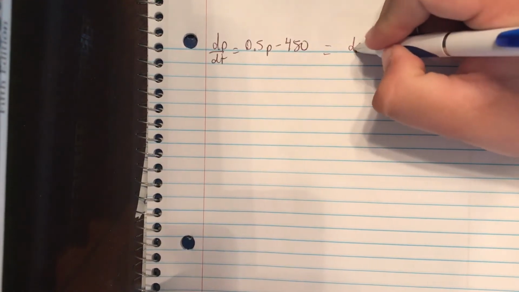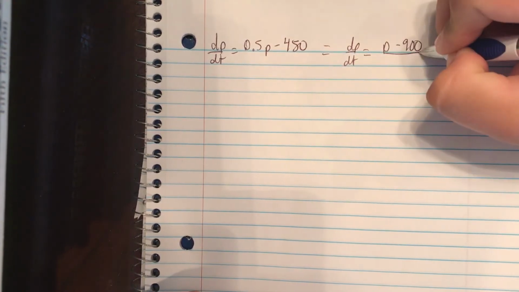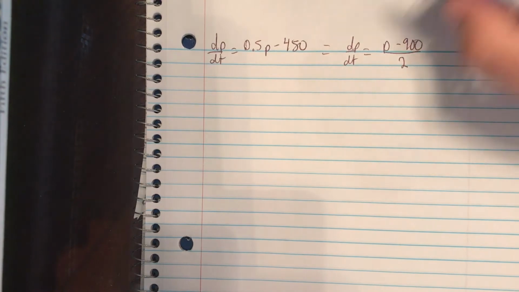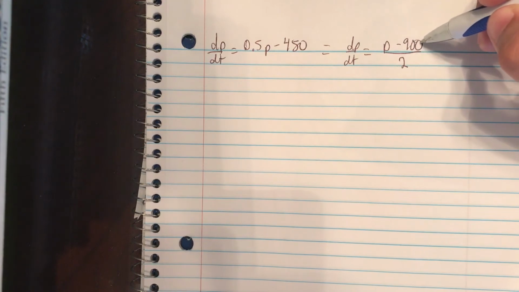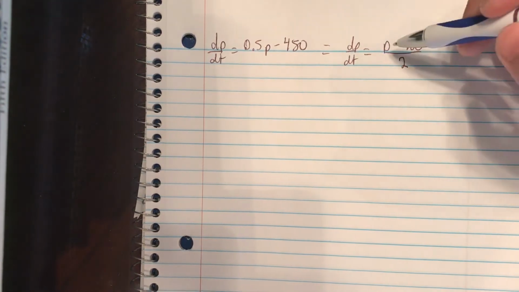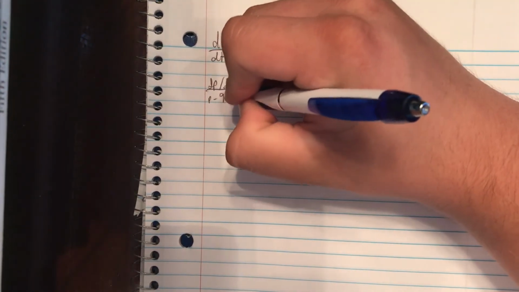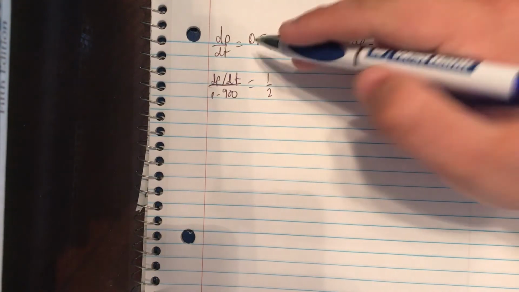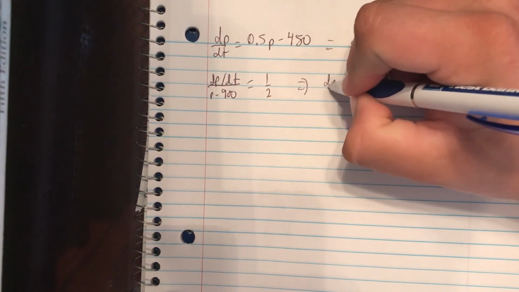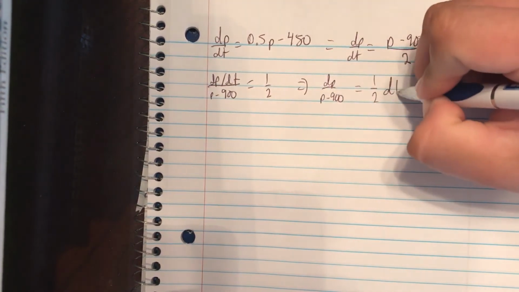So this goes to dp/dt is equal to p minus 900 all over 2. Or we could factor that out as a 1/2. So next we want to get the p minus 900 over to the left side, so we'll just divide that. So we've got dp/dt over p minus 900, which is equal to 1/2. Same thing, we're going to multiply the dt over to this side, which goes to dp over p minus 900 is equal to 1/2 dt.